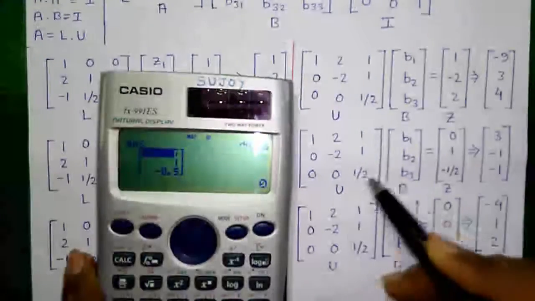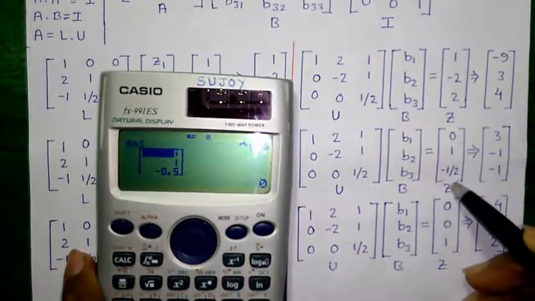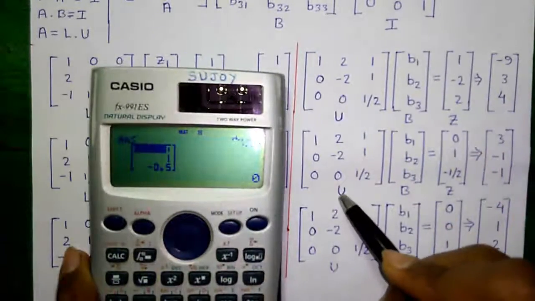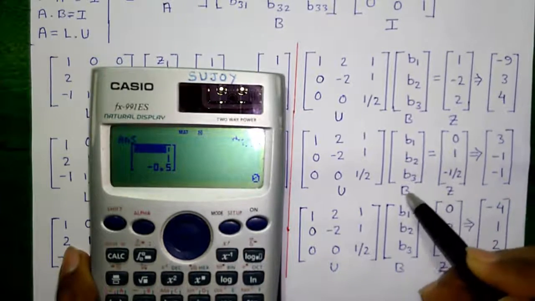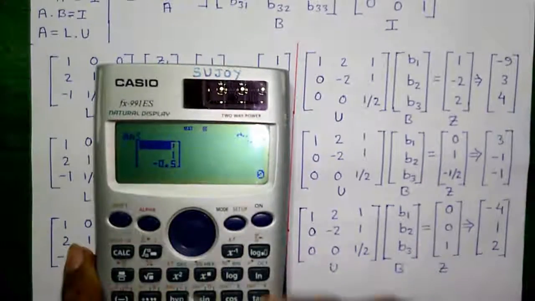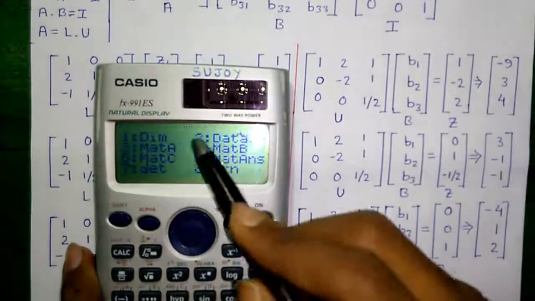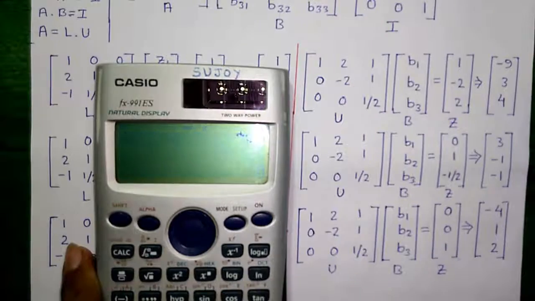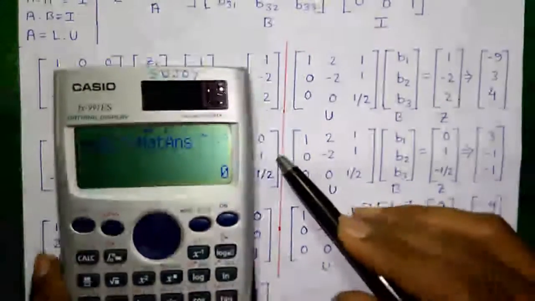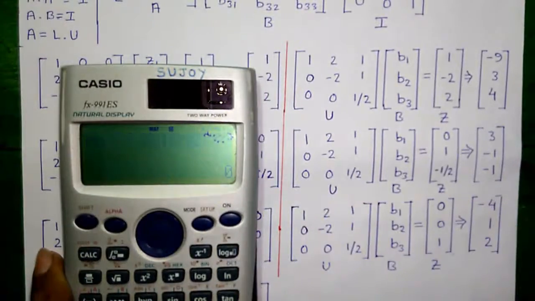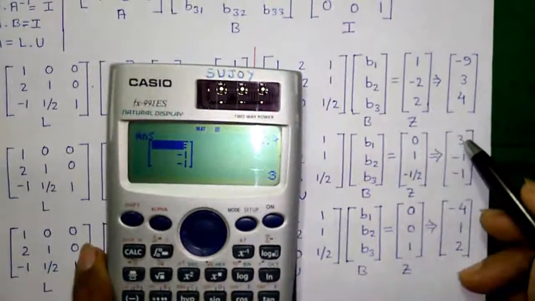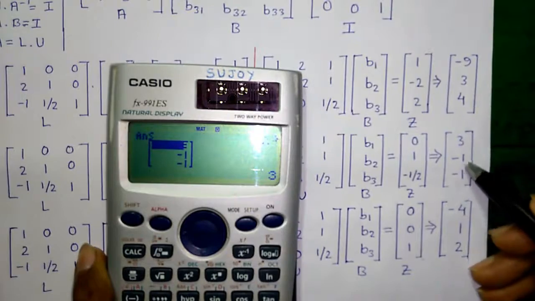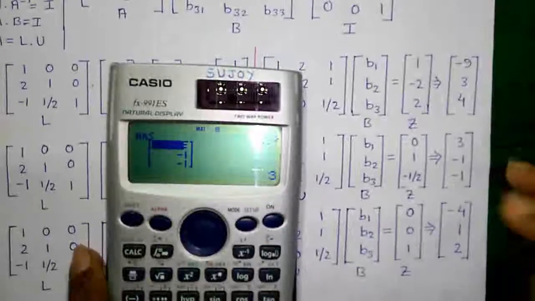Similarly we will do matrix U into matrix B equals matrix Z, which is this matrix. Or we can write matrix U inverse into Z equals matrix B. So I will do shift 4, 5 for matrix C, inverse into shift 4, 6 for matrix answer, that is this matrix, press equals to. It will give me 3, minus 1, minus 1, or the second column of matrix A inverse.